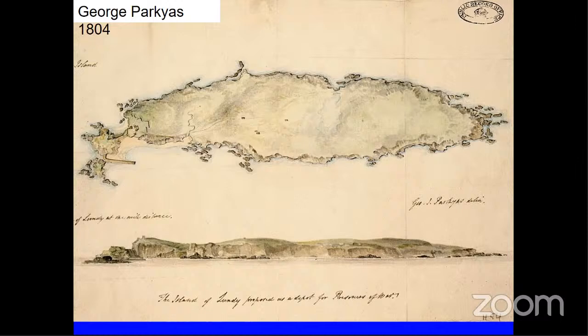But what is remarkable, just look at the top elevation, the map of Lundy Island, look where the landing stage is and look where the jetty was going to be built. That is pretty much identical to the current day 21st century jetty. How far-sighted was that 200 years ago? Well done, George Parkaris. Next slide, please.